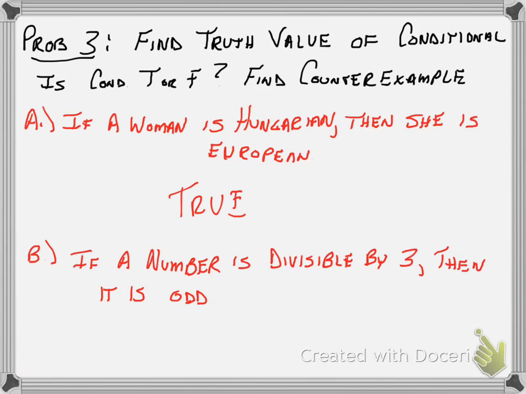Part B says if a number is divisible by 3, then it is odd. Well, all it's saying is that if the number is divisible by 3, that number has to be an odd number. That's definitely false. A counterexample to that would be 12, because 12 is definitely divisible by 3, and the answer is 4, so it's not odd.